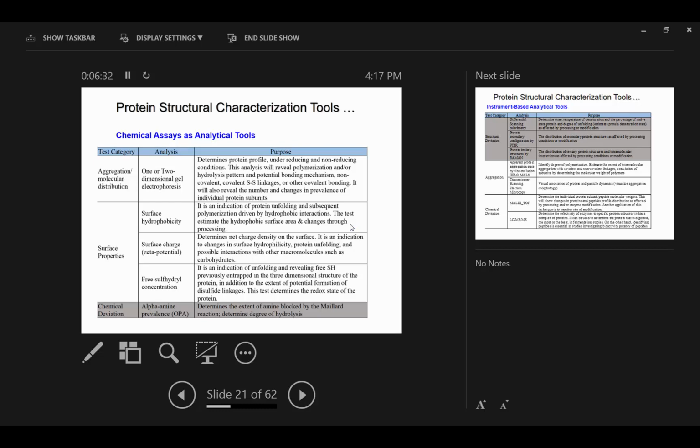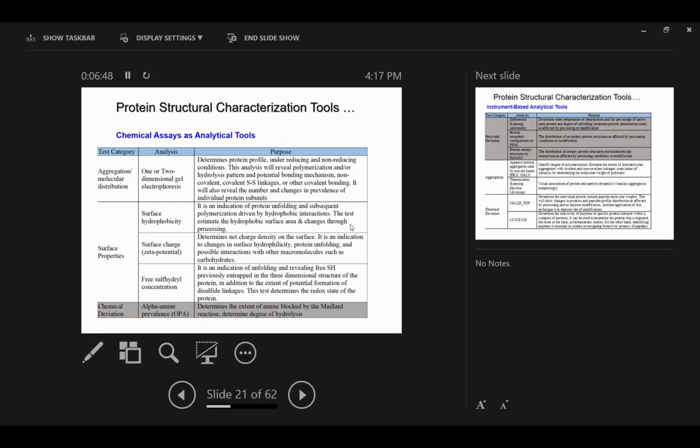So let's say you have a protein and you break it down by an enzyme, you will release more free amines. And then the more free amines you have, the more reaction you can have with OPA. Then you can calculate something we call degree of hydrolysis.